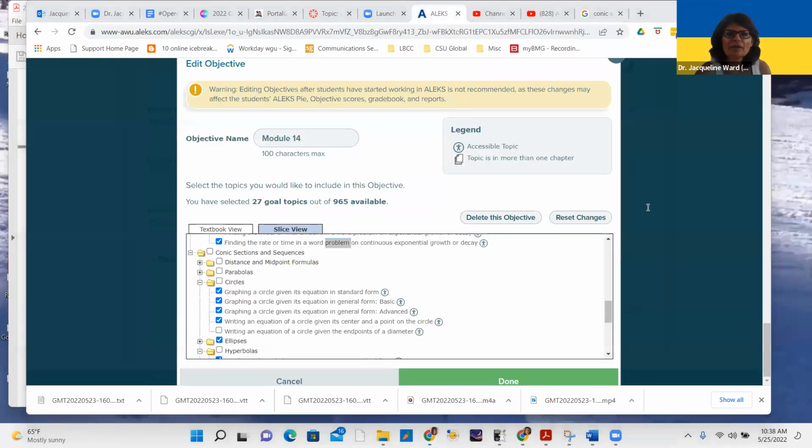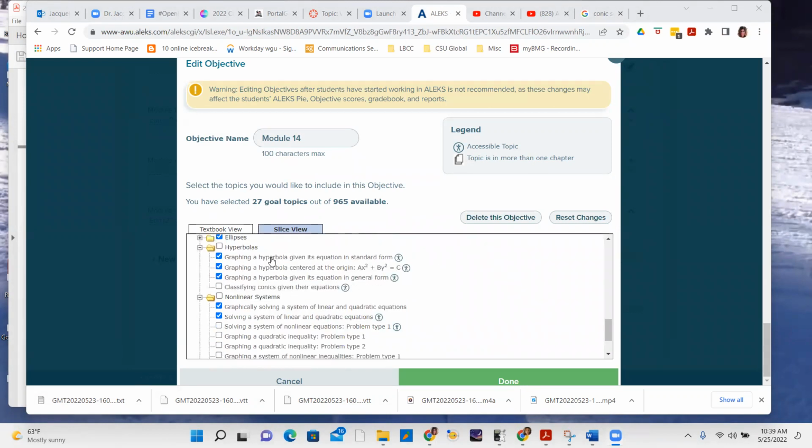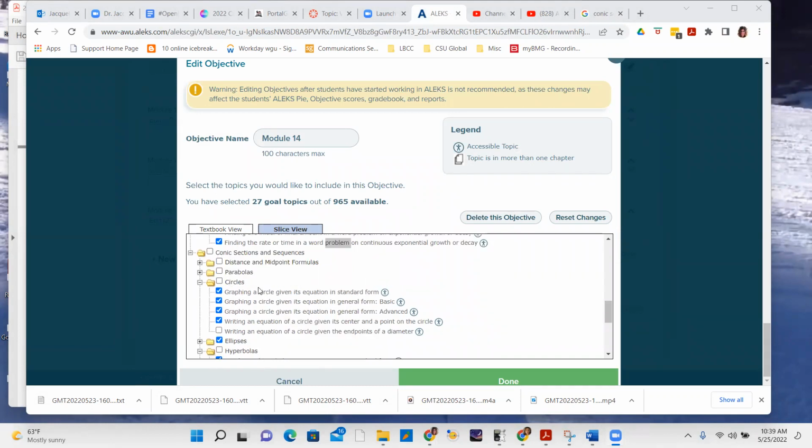And again, we've already graphed parabolas and played around with quadratics. So now we're going to learn about circles, ellipses, and hyperbolas, starting with circles.